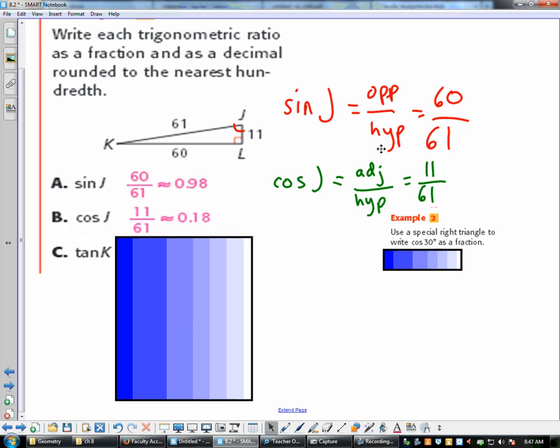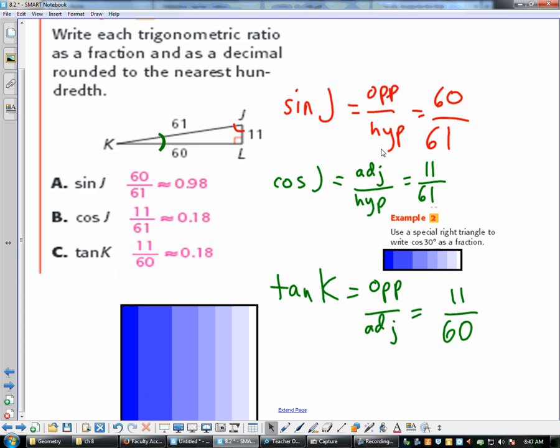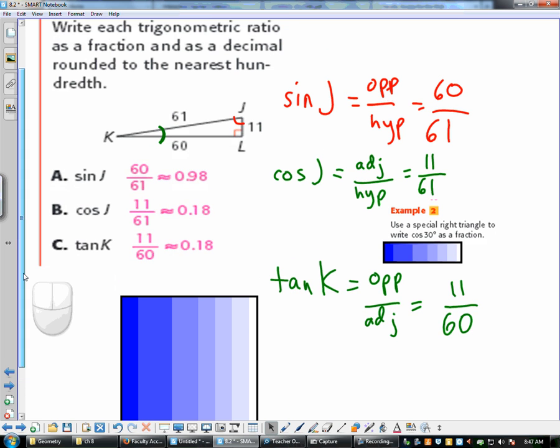What about the tangent of the other angle? What about the tangent of angle K over here? If we want the tangent of angle K, what's our formula for tangent, Lauren? All right, opposite leg over adjacent leg. And so what would be the opposite leg from angle K? 11. And what's the adjacent leg to angle K? Do people agree with that? 11 over 60? All right, and that's about 0.18. Questions on this?